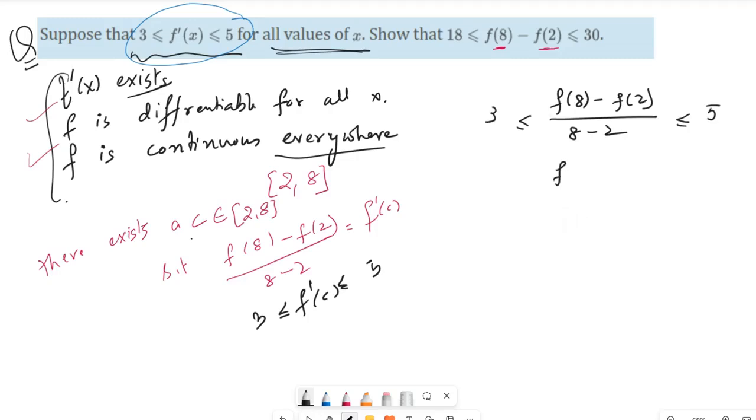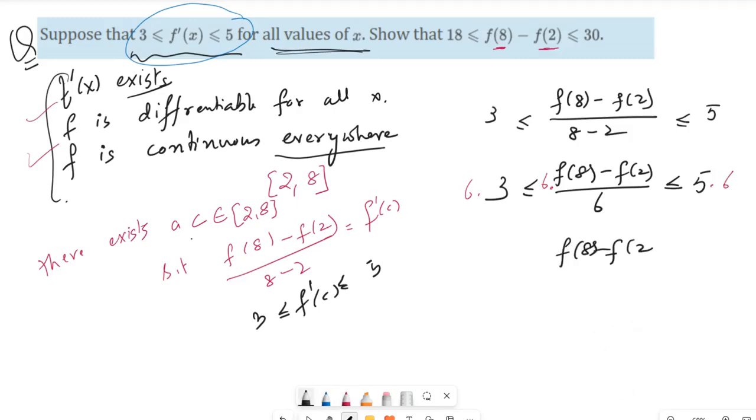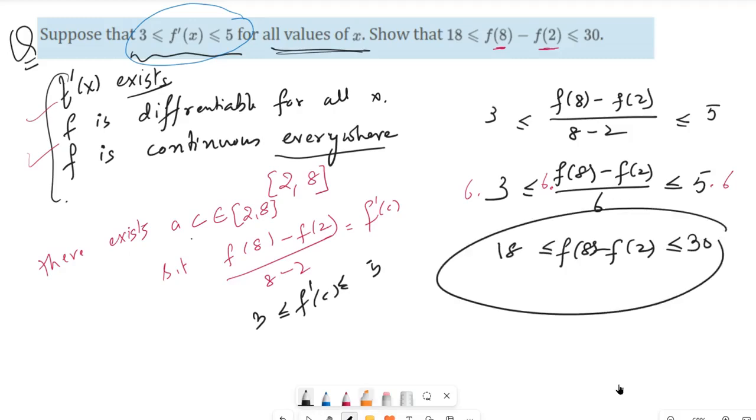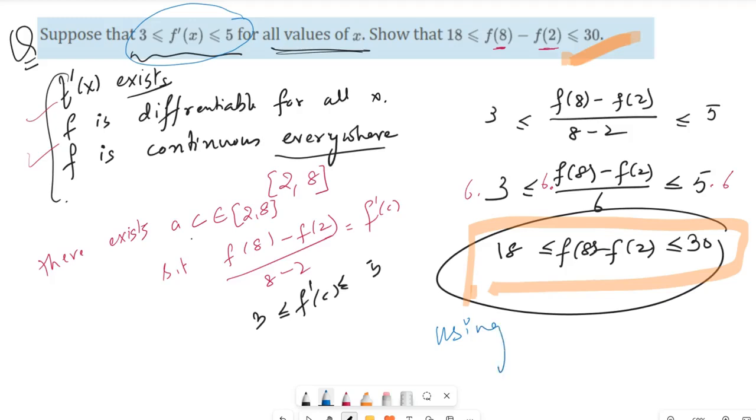Okay, so let's see it one more time. f of 8 minus f of 2, divided by 8 minus 2, which is 6, lies between 3 and 5. If I multiply everywhere by 6, I'm doing that to cancel the 6 out. It does cancel, so f of 8 minus f of 2 lies between 18 and 30, which is what we wanted to prove. So we got that statement using MVT. So this is another kind of application of MVT like that example.